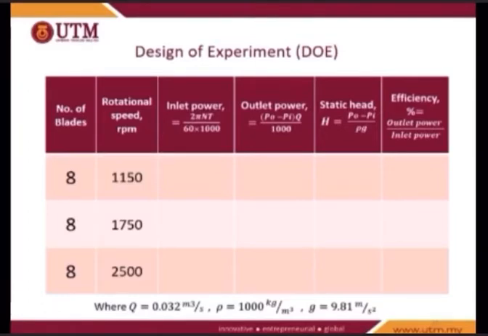The first one is 1150 rpm, the second one is 1750 rpm, and the last one is 2500 rpm. The input and output powers were calculated in order to obtain the impeller efficiency and static head. The values of flow rate, torque, density and gravitational acceleration are set to be constant.